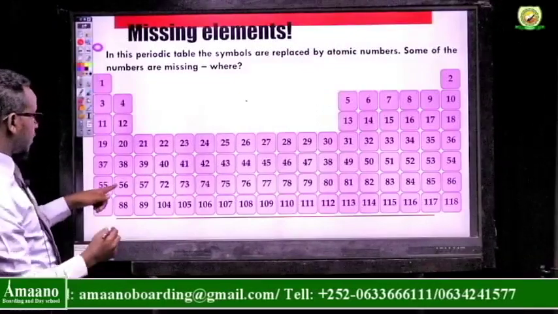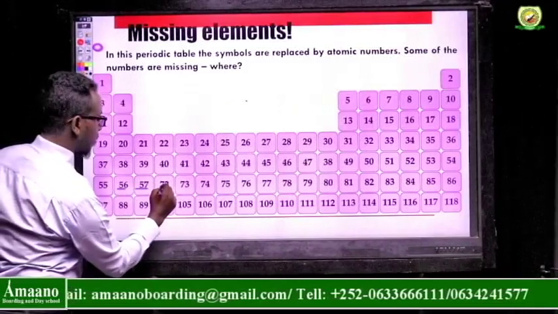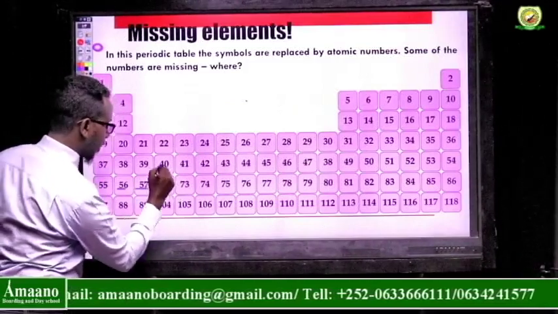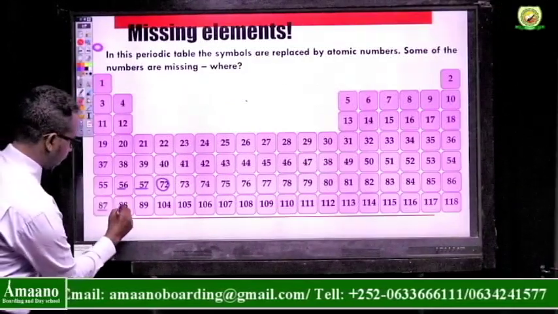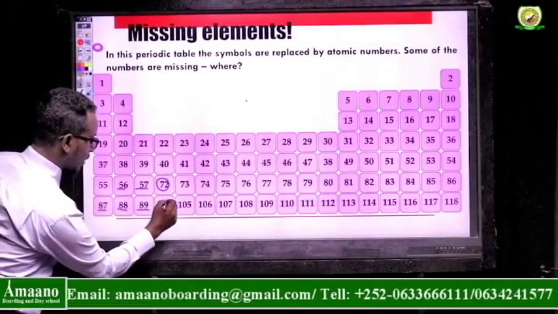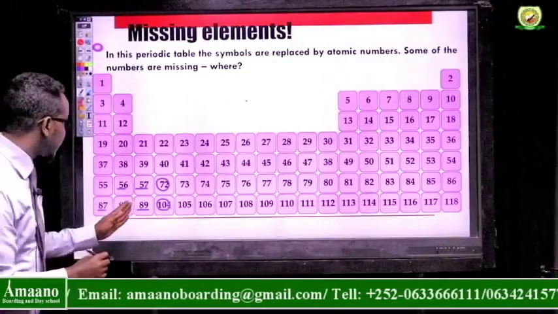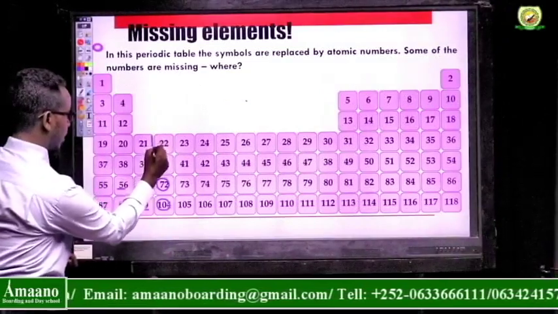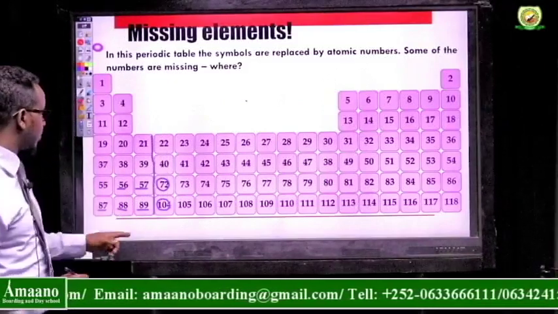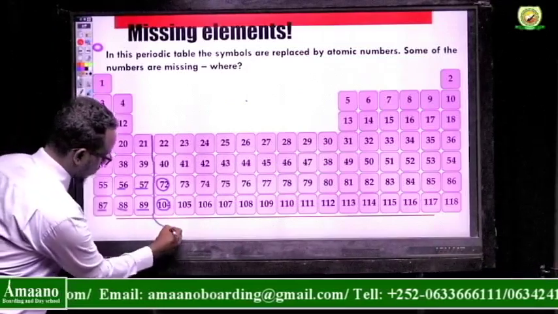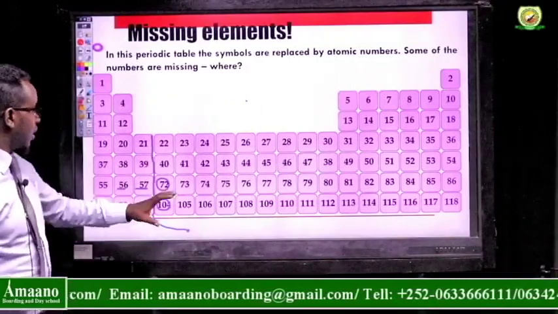If you consider here, this is 56, this is 57, so you are expecting 58, but you don't have 58. What about here? 87, 88, 89, so we are expecting 90, and you have 104. So you see, some elements are missing from here, some are missing from here. Those are called missing elements.